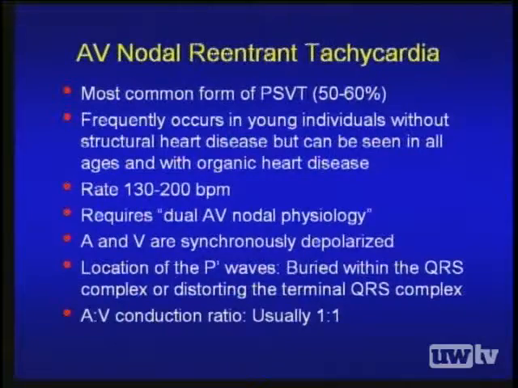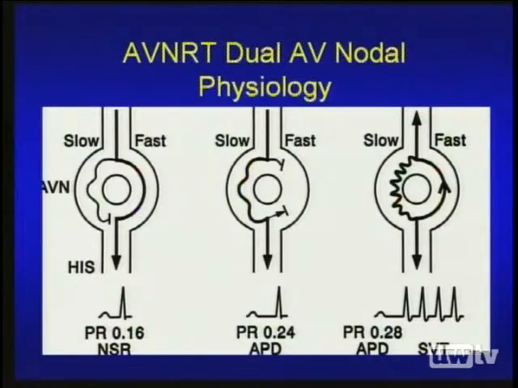The atrium and the ventricle are synchronously depolarized in this rhythm such that the location of the retrograde P waves are often not seen because it's buried within the QRS complex, or in the example that I showed you, it may distort the terminal portion of the QRS complex. The AV conduction ratio is usually in a one-to-one pattern. So let's review what dual AV nodal physiology is.